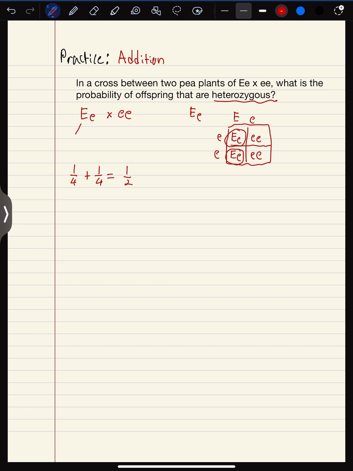Now, if we just did it the multiplication way, we would easily see that this is 1 out of 2 times 1 out of 2 chance of getting the big E, and then a 1 out of 1 chance of getting the little e, and we get the same answer, but much quicker. So I prefer to do it multiplication, but whichever way makes most sense to you, that is the way you should do it.